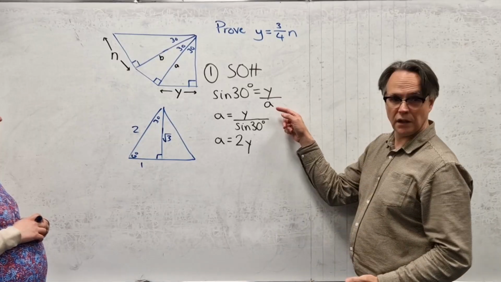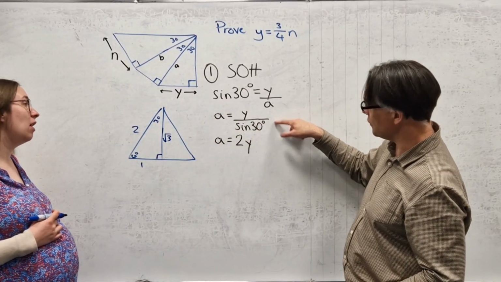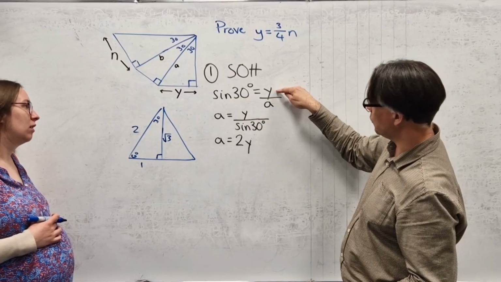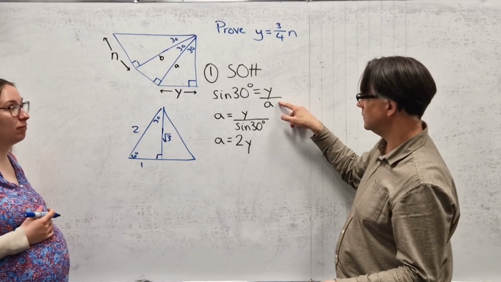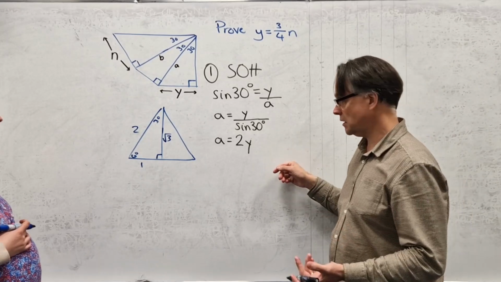So at this point here, because sine of 30 is a half, rather than do this, you could just say, well, y is a half of a. Yeah, you could. Which is where we are here. Yeah, so the same thing.